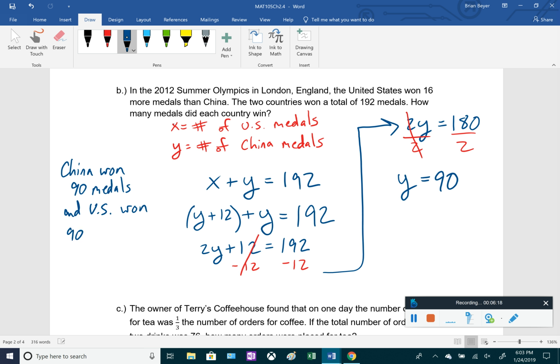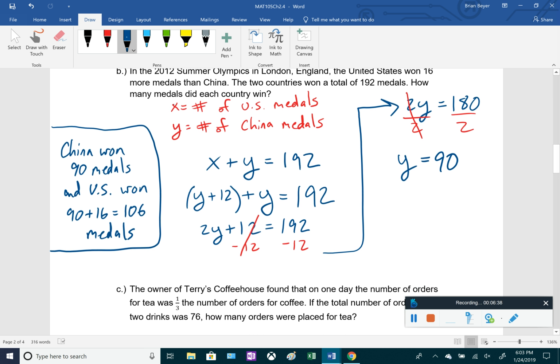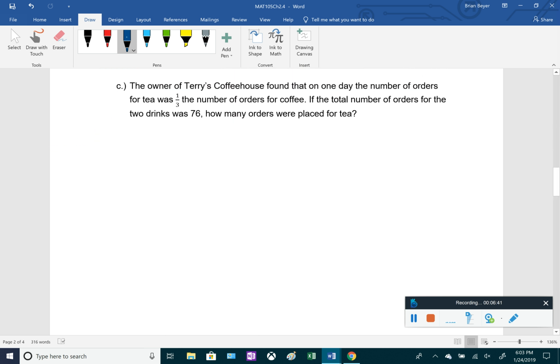So the US won 90 plus 16, so the US won 106 medals. I'm going to circle it because there's a lot going on over here. Okay, so what we did here is actually almost kind of something like the substitution method for what we'll be doing later on. Let's do the next one.